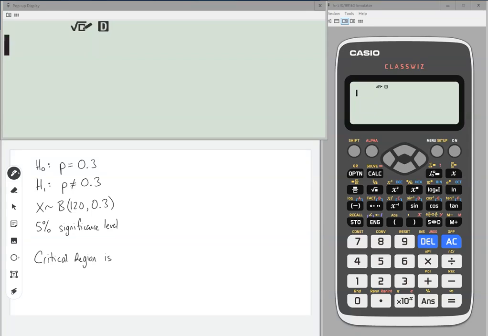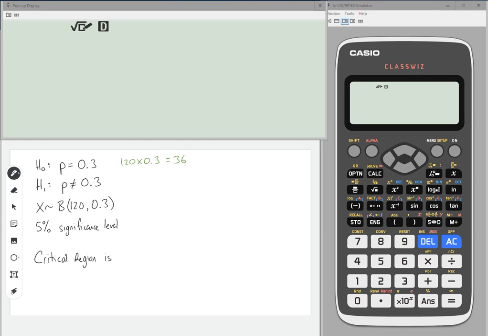In this video, I'm going to show you how to find the critical region for this two-tail hypothesis test, where we're working with a binomial distribution with n is 120, p is 0.3, and a 5% significance level. So the first thing that you want to do is multiply 120 by 0.3, the n by the p, to get 36.